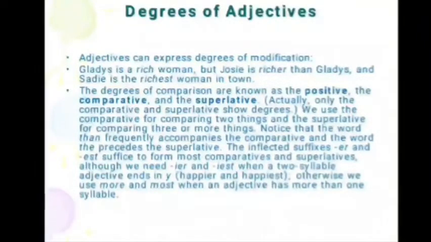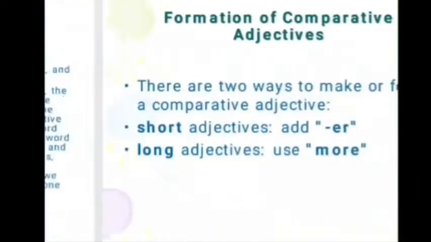Although we need ier, iest when a two-syllable adjective ends in y, just like happy, happier, happiest. Otherwise, we use more and most when an adjective has more than one syllable. Just like beautiful, we cannot use it separately, like beautifuler, it is wrong. We have to use more or most beautiful, and if it ends with y, we use ier or iest. So these are the basic things that you already know.